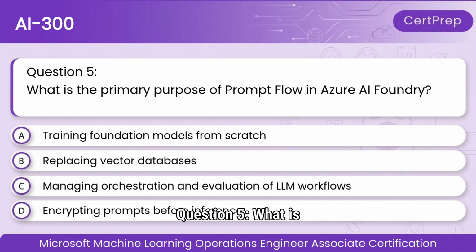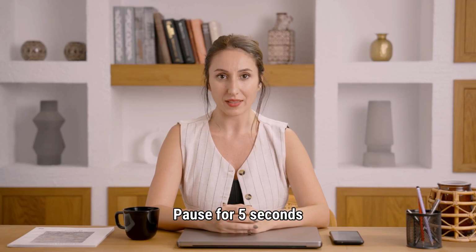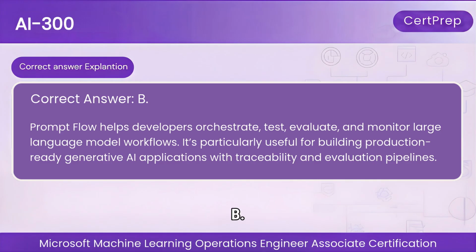Question 5. What is the primary purpose of prompt flow in Azure AI Foundry? A. Training foundation models from scratch. B. Managing orchestration and evaluation of LLM workflows. C. Replacing vector databases. D. Encrypting prompts before inference. Pause for 5 seconds and choose the correct answer. The correct answer is B.